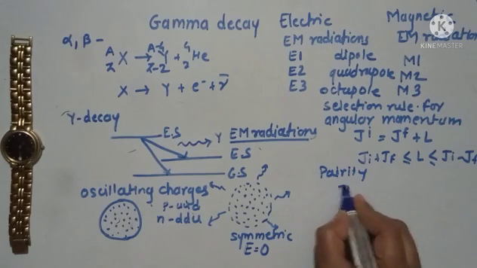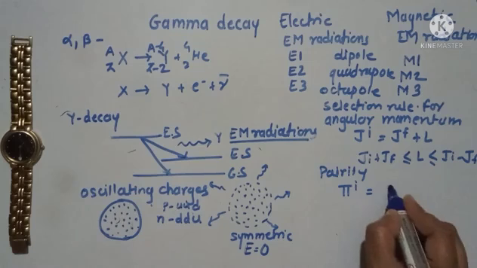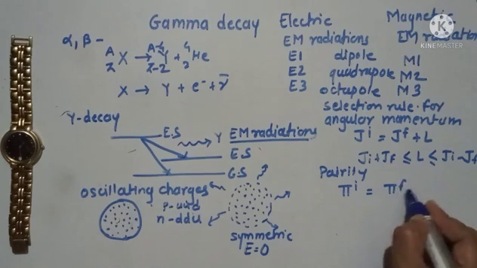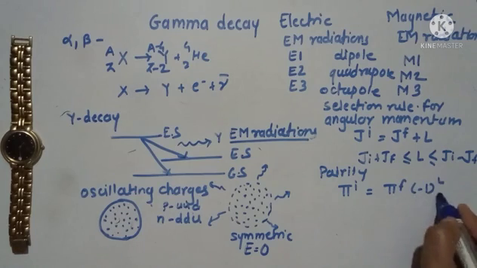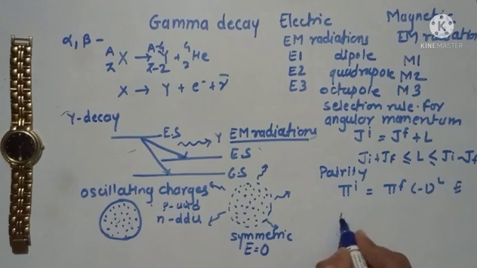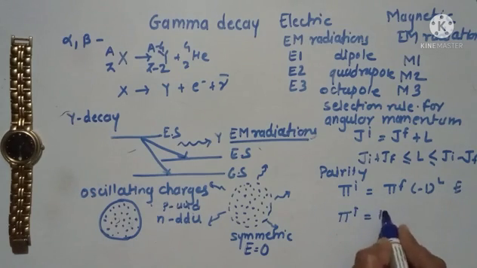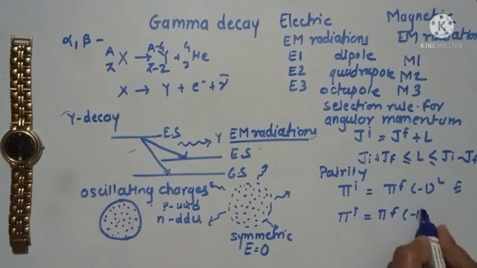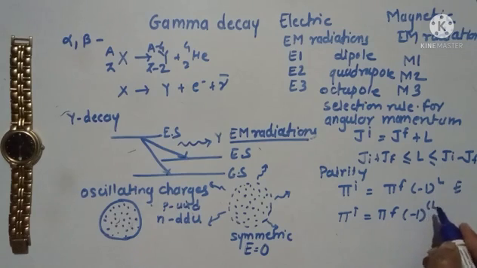So this pi is the parity of the initial state, and pi f is the parity of the final state. So this is the selection rule for the electric radiation, and pi I is equal to pi f into (-1)^(L+1) is the selection rule for the magnetic radiations.